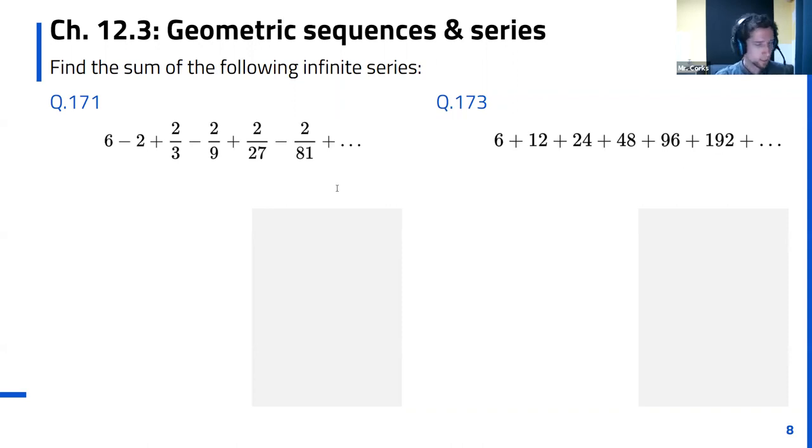All right, let's talk about these ones. Our infinite sum formula. Can someone please tell me what that is? A over 1 minus R. Oh, okay, so A1 over 1 minus R. That's it. Okay, for the one on the left, what do we have? We have A1, we can see very clearly is just 6. What is our R value? Negative 1 over 3. Okay. Negative 1 over 3. All right. So again, it's a negative R value.